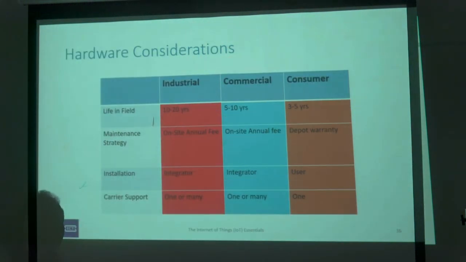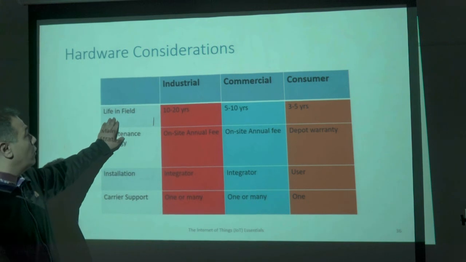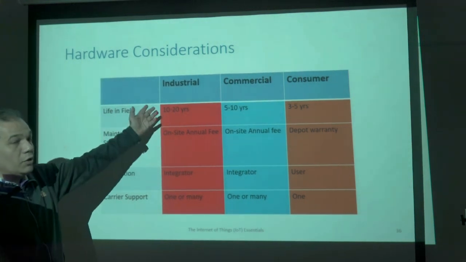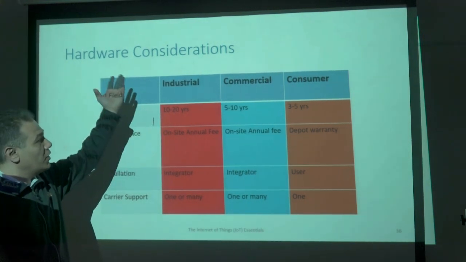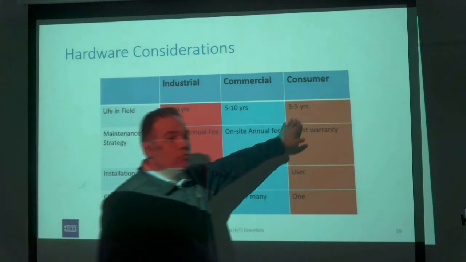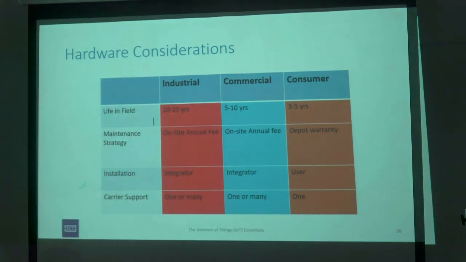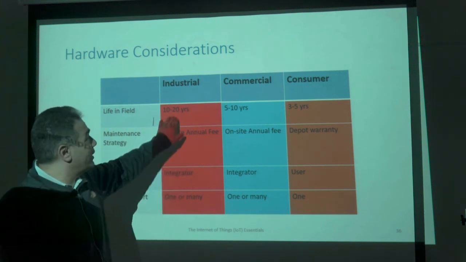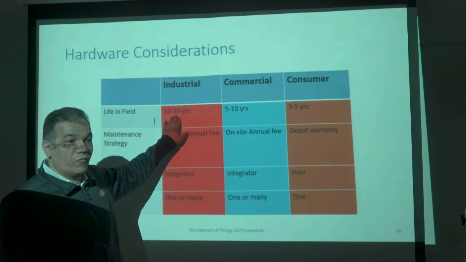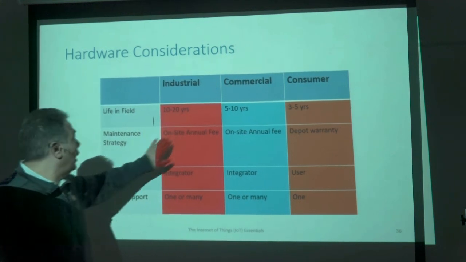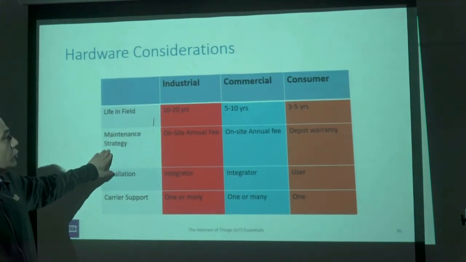Hardware consideration also, life in the field. Industrial, they're looking for a device that lives up to 20 years. But usually the consumer, any device, even your iPhone, do you have an iPhone that lives for more than 5 years? So 3 to 5 years, okay? After that, you know. So that means if you have to build a device that lives 20 years, you're going to pay a lot of money for it. Okay?